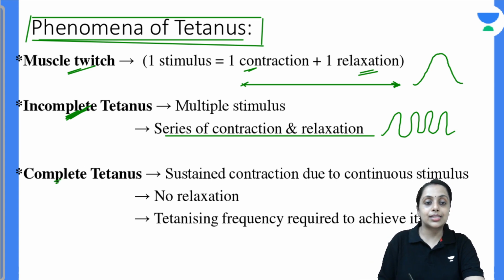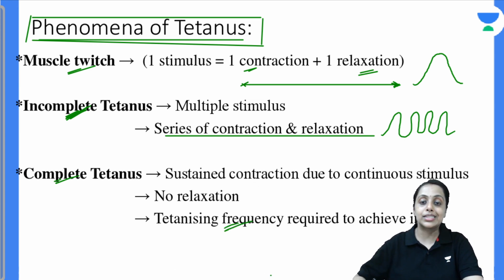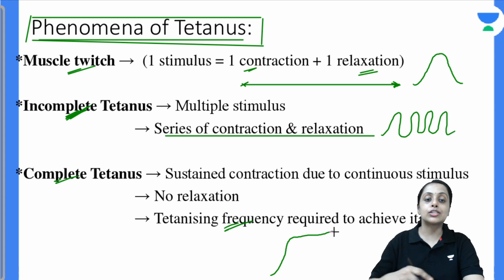Okay, next is the completeness. When the frequency of stimulus reaches the tetanizing frequency, there will be sustained contraction and there will be no relaxation. This is known as complete tetanus.